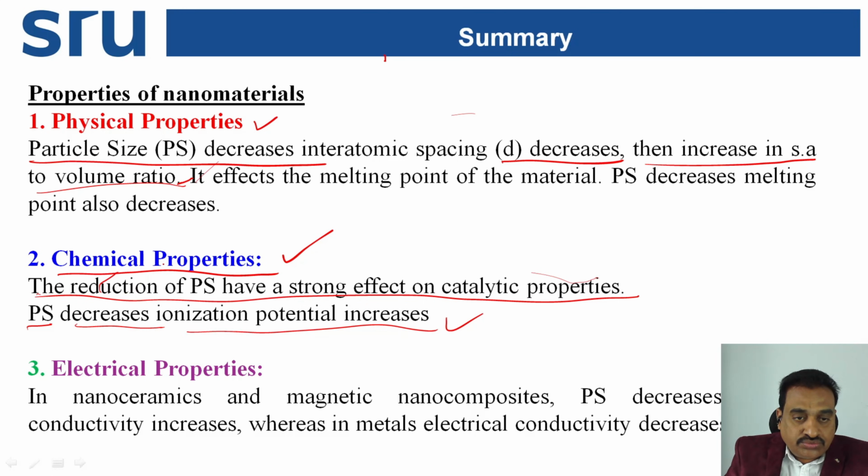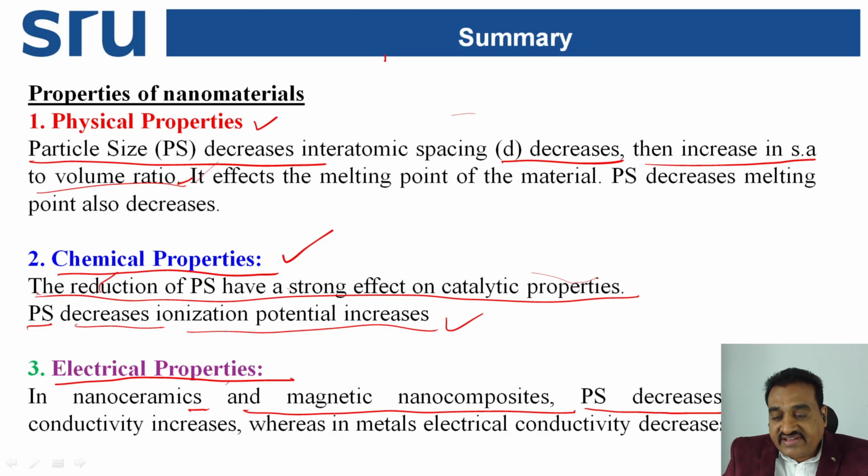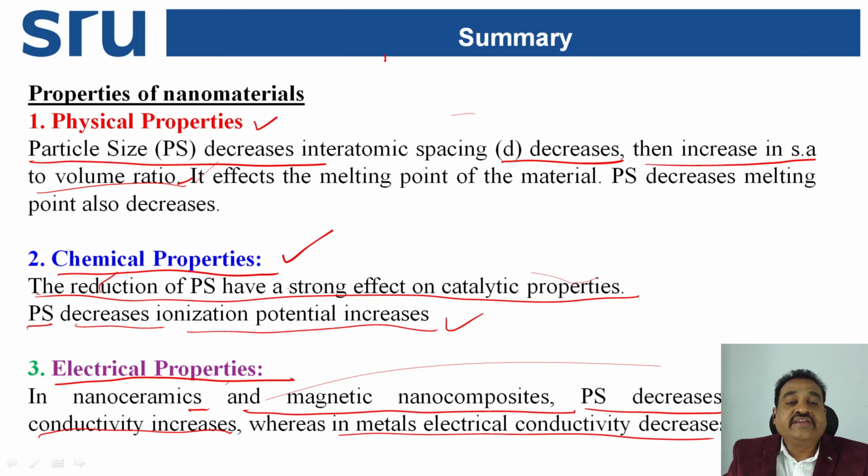Coming to another one, electrical property. In nanoceramics and magnetic nanocomposites, as particle size decreases, electrical conductivity increases. Whereas in metals, electrical conductivity decreases. That is electrical property in a simple way. In nanoceramics and magnetic nanocomposites, the electrical conductivity increases with reduction in particle size, whereas in metals, electrical conductivity decreases.